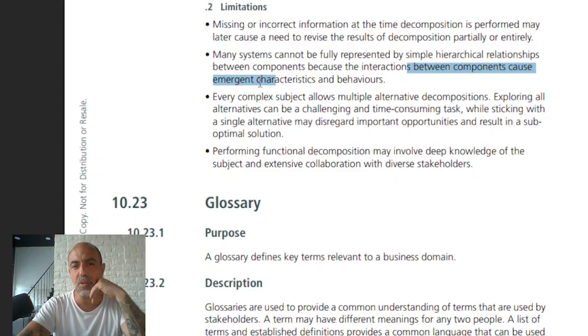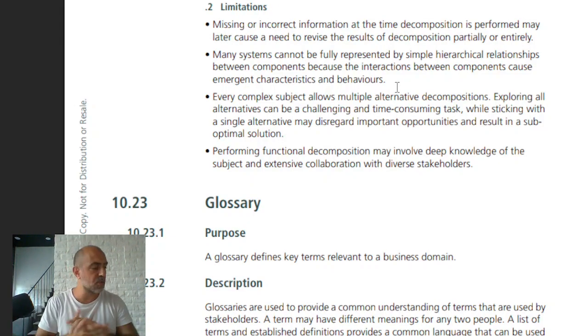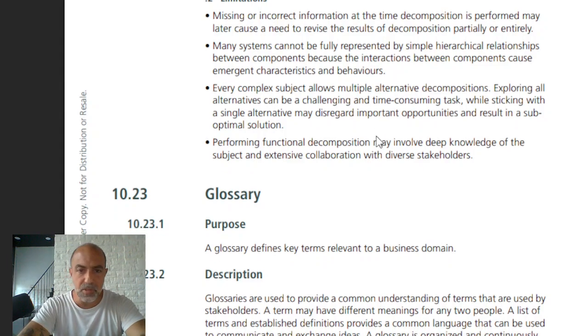I think when they're talking about not being fully represented by simple hierarchical relationships, it's because, let's say there's a company that's connected to a company in the outside world. That's a different system contributing to this system, and if that system falters, then yours falters. But do you have to decompose that, or just the process that you're building on top of? I don't know. Every complex subject allows multiple alternative decompositions.